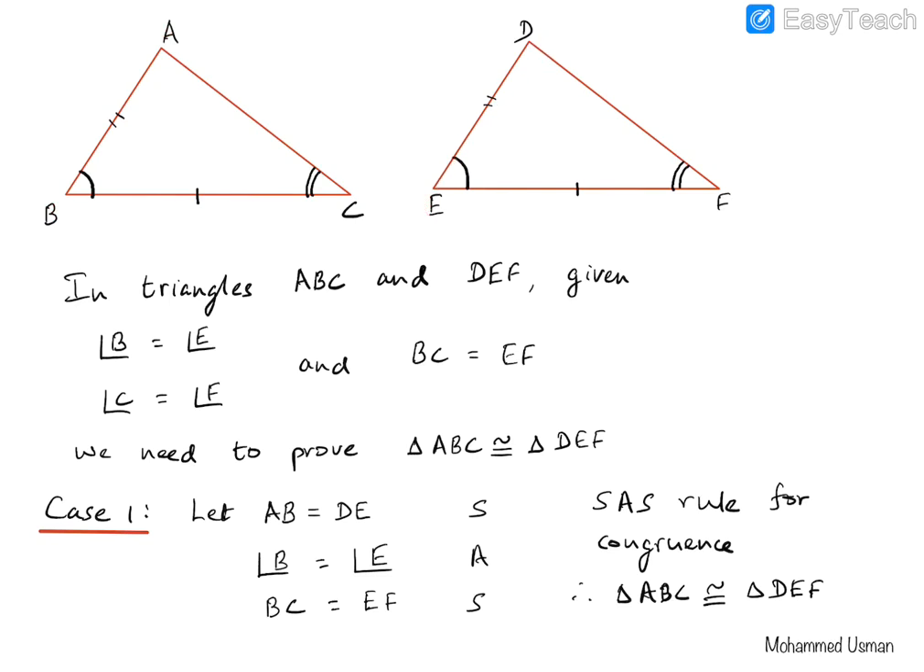Now, what happens if we consider the side AB to be not equal to the side DE? So maybe AB is longer than DE, or maybe AB is shorter than DE. So we look at those two cases, and we will eventually show that even if we consider AB not equal to DE, it will eventually be proved that AB will have to be equal to DE, and therefore the triangles will remain congruent, because if these two triangles are congruent by this rule, they should be congruent, and we'll come up with a valid argument for that as well.